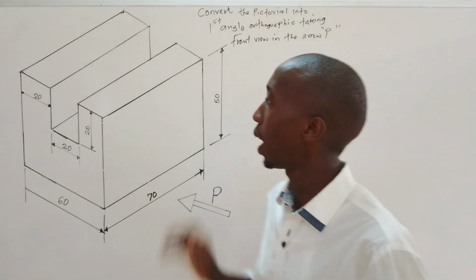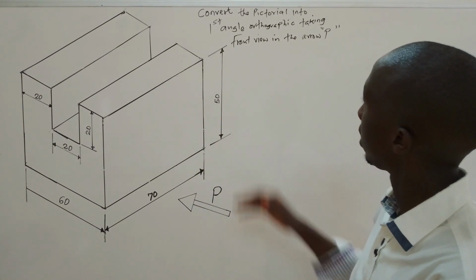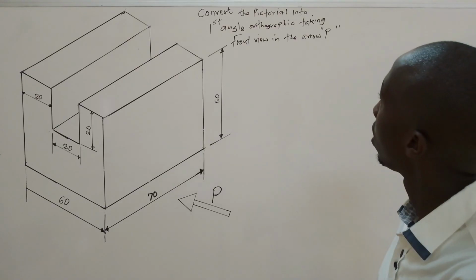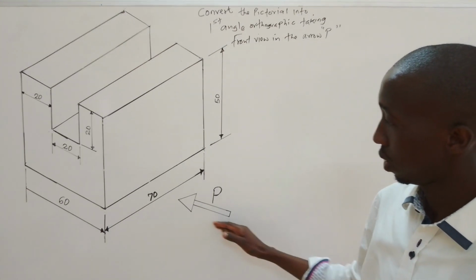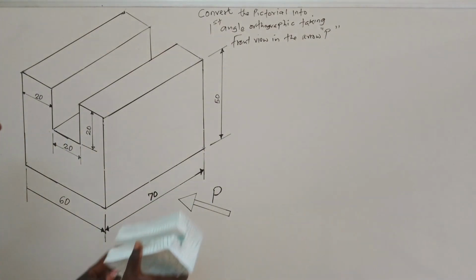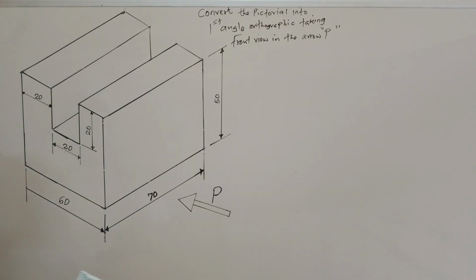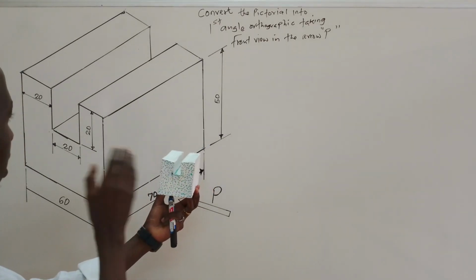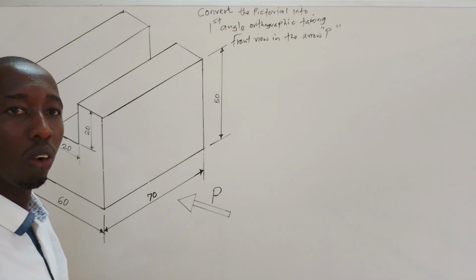Now, I will have this question here so that we can answer it in orthographic. The question set is: convert the pictorial into first angle orthographic, taking the front view in the arrow shown. If this is the arrow, this is the block. In reality, we have this block sitting this way, but when we want to represent these drawings on paper, we can either use isometric projection or oblique.